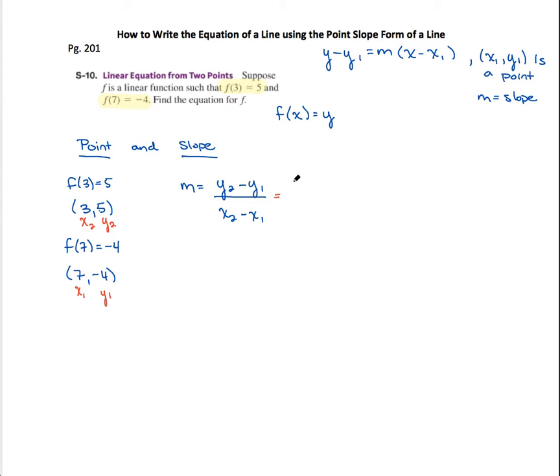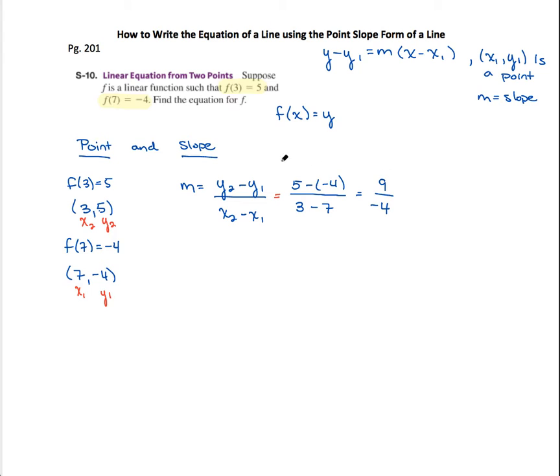That gives me 5 minus negative 4 divided by 3 minus 7. So I have 9 over negative 4. You can leave your answer as a fraction like this, or you can convert it to a decimal. It's completely up to you.